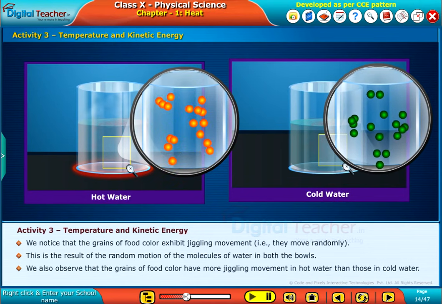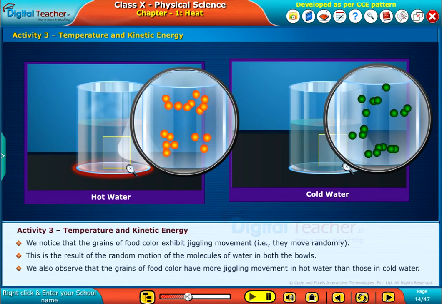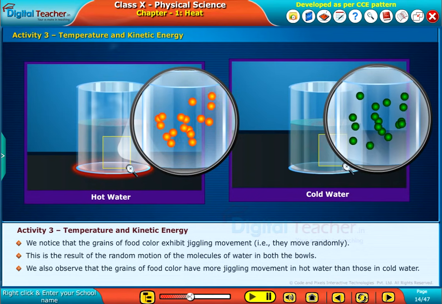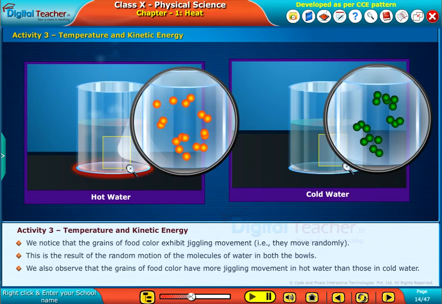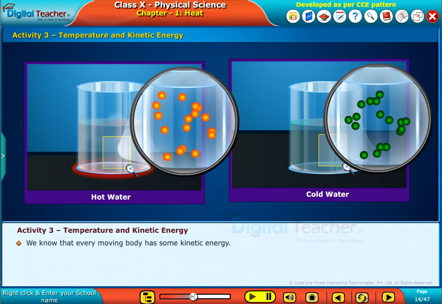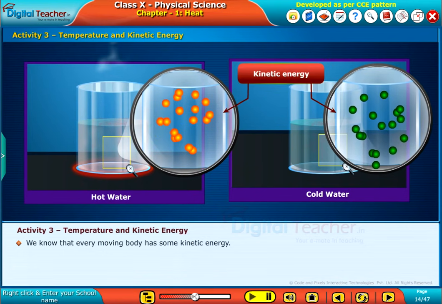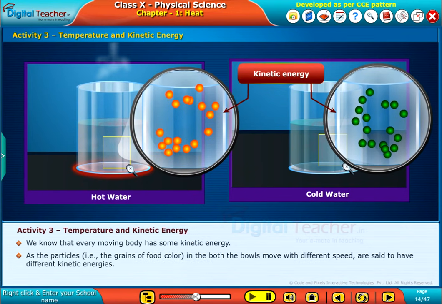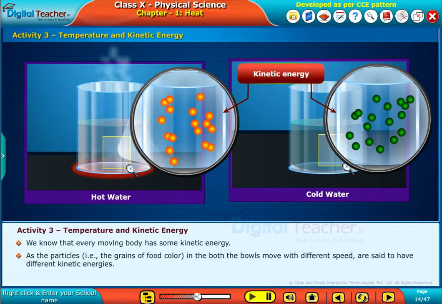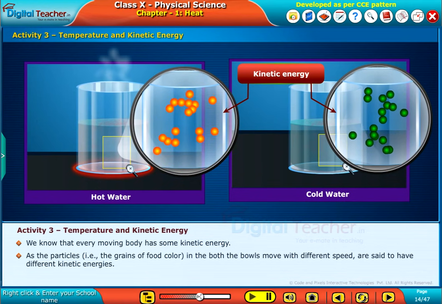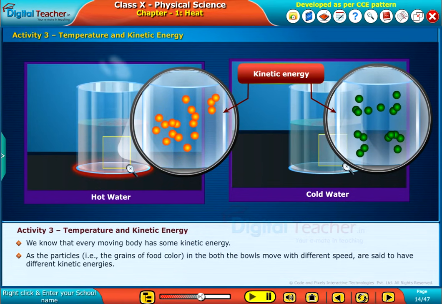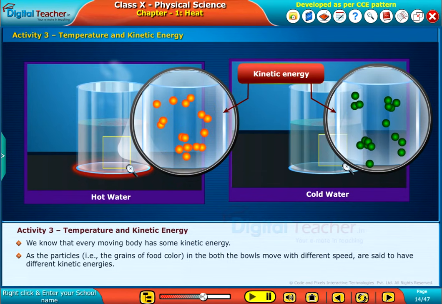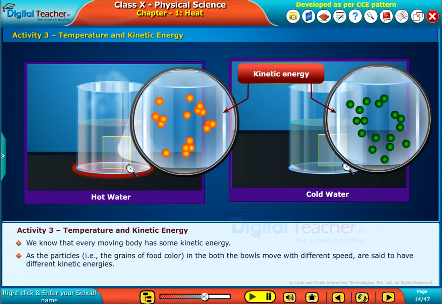We also observe that the grains of food color have more jiggling movement in hot water than those in cold water. We know that every moving body has some kinetic energy. As the particles, that is the grains of food color in both the bowls, move with different speed, they are said to have different kinetic energies.